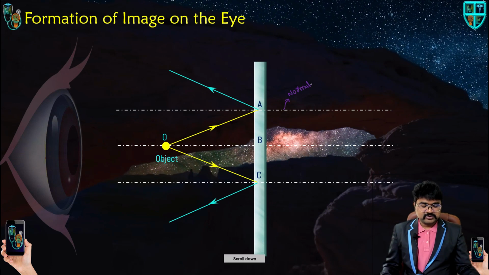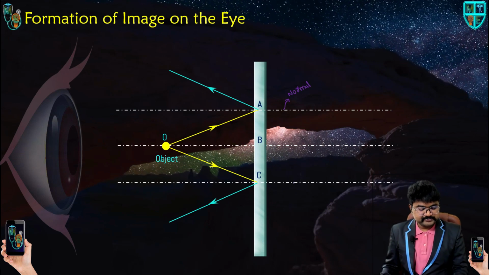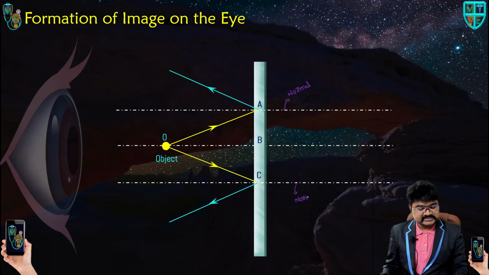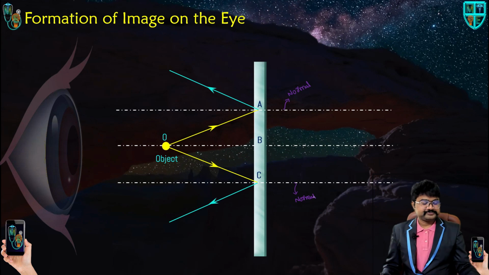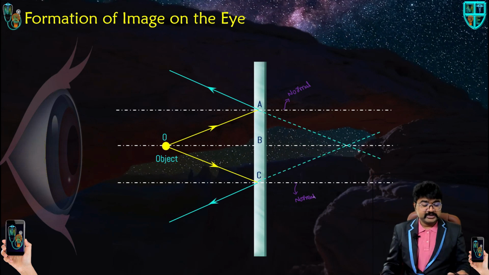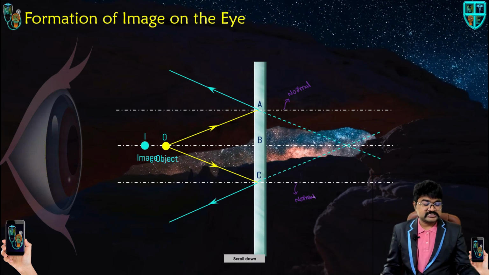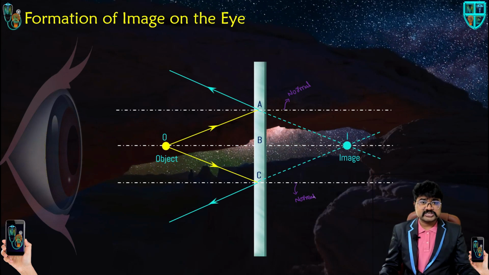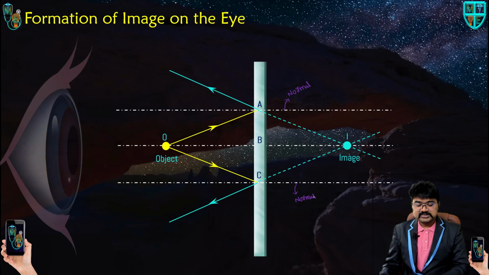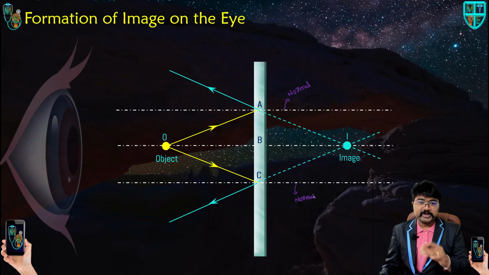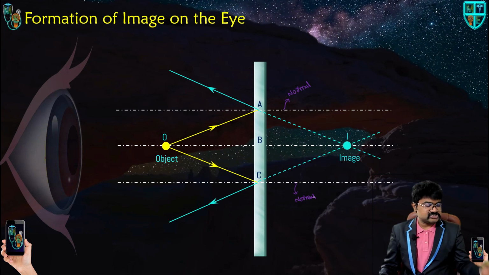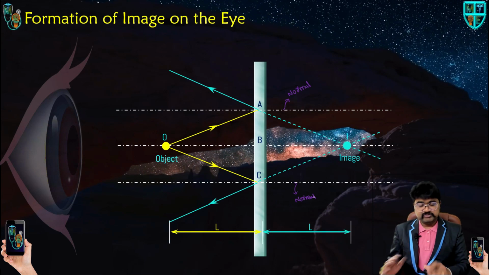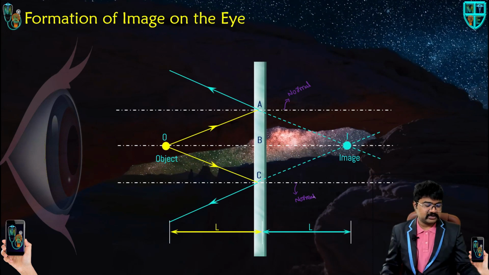So here we draw one more normal, the normal at the point of incidence. Now the point of intersection of the reflected rays is marked as the image, and the point of intersection of the incident rays is marked as the object. So here this is the distance. We already have L and L, and we need to prove it. We will be proving that.